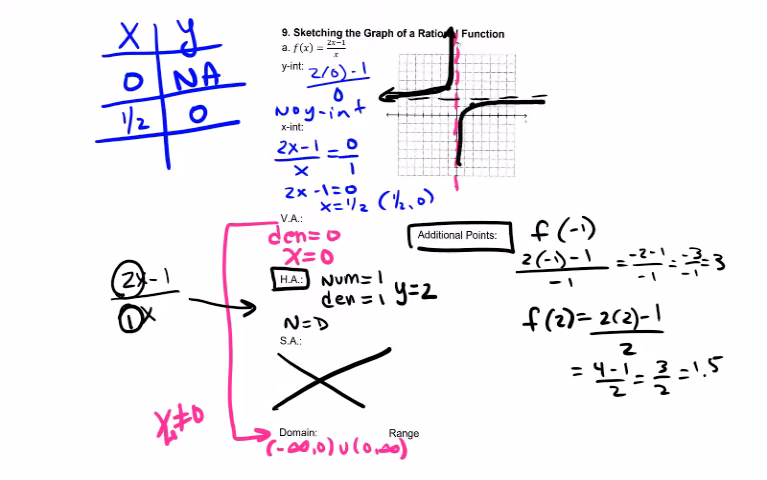So now in this case, we are not crossing our horizontal asymptote at all. So that means our range is everything except for the horizontal asymptote. So that means our range is negative infinity to 2, union 2 to infinity. Now we're going to do a second example.